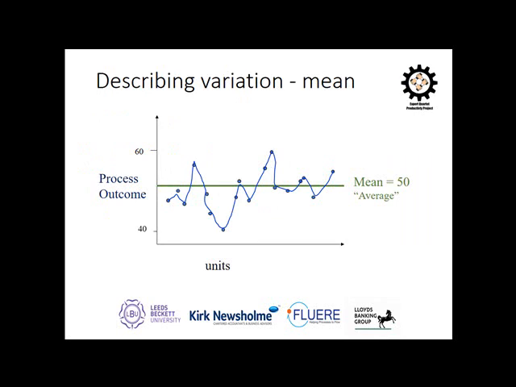So we're all familiar, hopefully, with measuring the mean of a distribution of an outcome. Sometimes we call that an average. So we plot something over time, and we can work out what the average of that is, and that gives us the middle, roughly, of our variation. It tells us the average value over time.